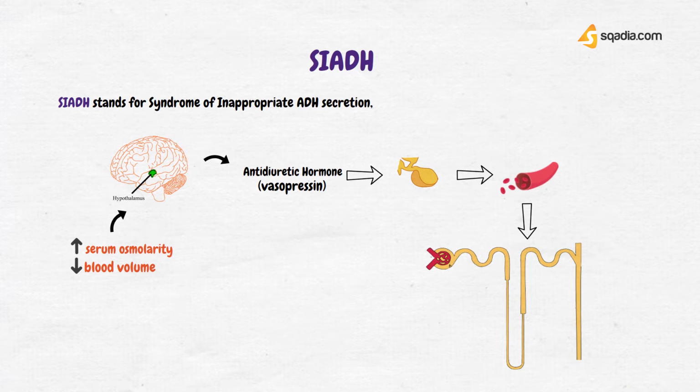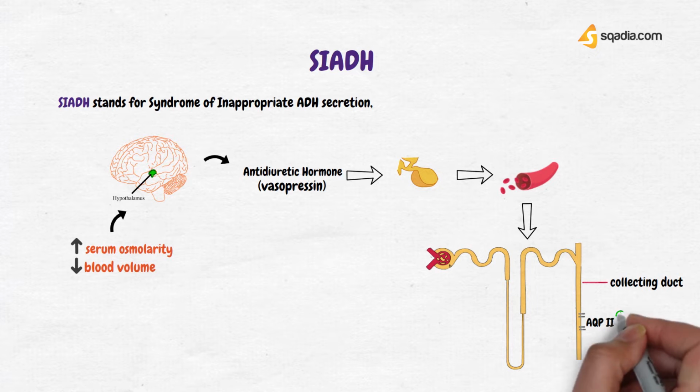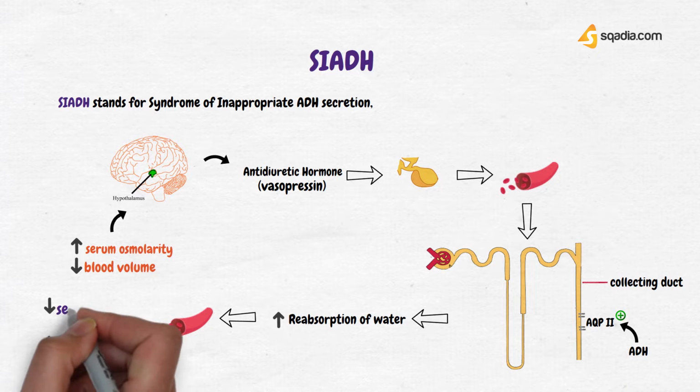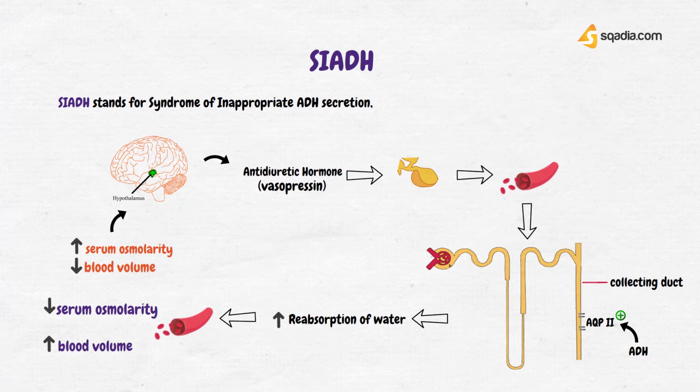Here, it acts on a specific part of the nephron known as the collecting duct. In the collecting duct are aquaporin II channels which reabsorb water. ADH stimulates production of more aquaporin II channels, causing more water reabsorption. This results in increased blood volume and decreased serum osmolarity. In SIADH, excess ADH causes more and more aquaporin II channels to form, increasing water reabsorption, resulting in higher blood volume and lower serum osmolarity.